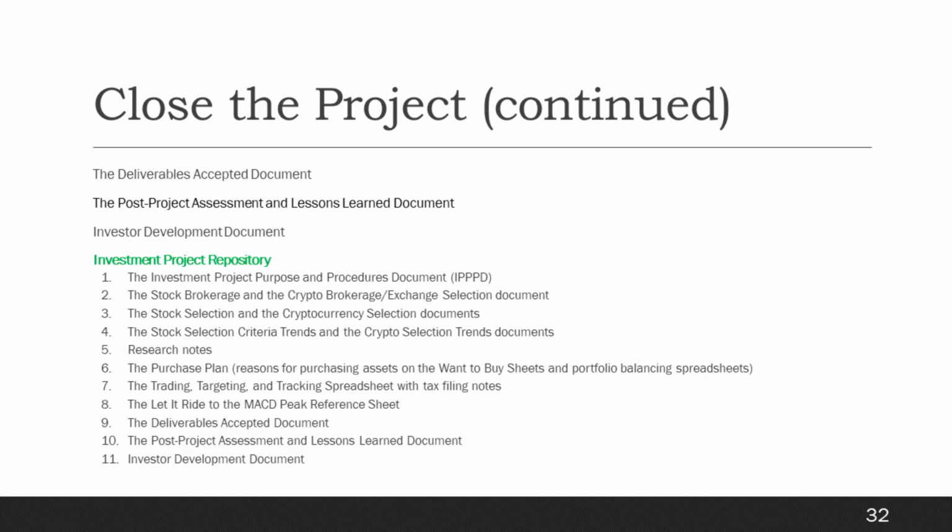5. Research Notes. 6. The Purchase Plan. Reasons for purchasing assets on the want-to-buy sheets and portfolio balancing spreadsheets. 7. The Trading, Targeting, and Tracking Spreadsheet. 8. The Let It Ride to the MACD Peak Reference Sheet. 9. The Deliverables Accepted Document. 10. The Post-Project Assessment and Lessons Learned Document. And 11. The Investor Development Document.